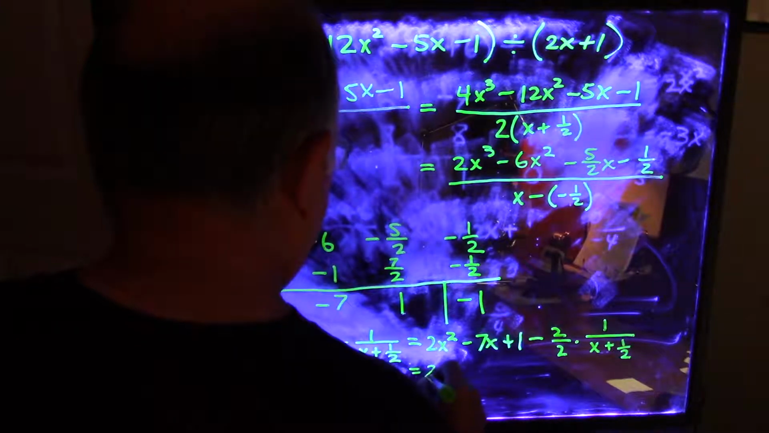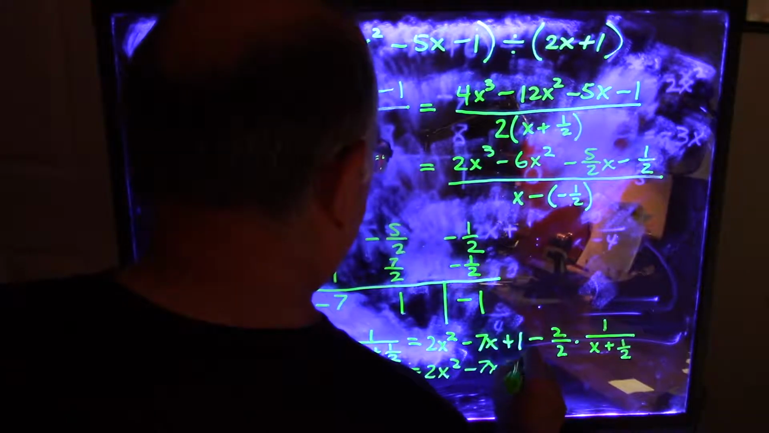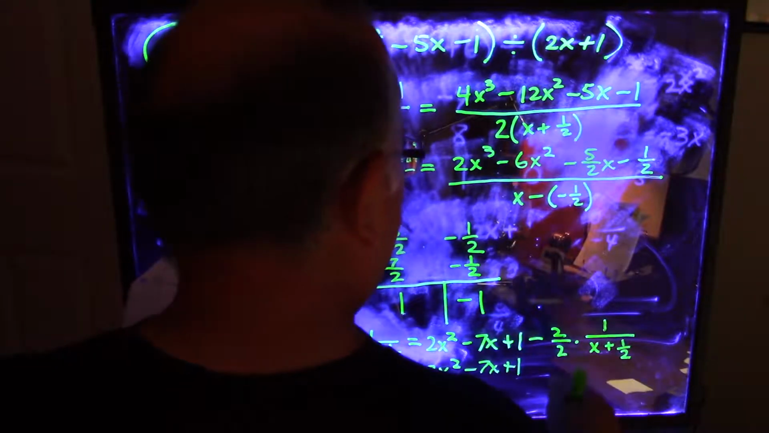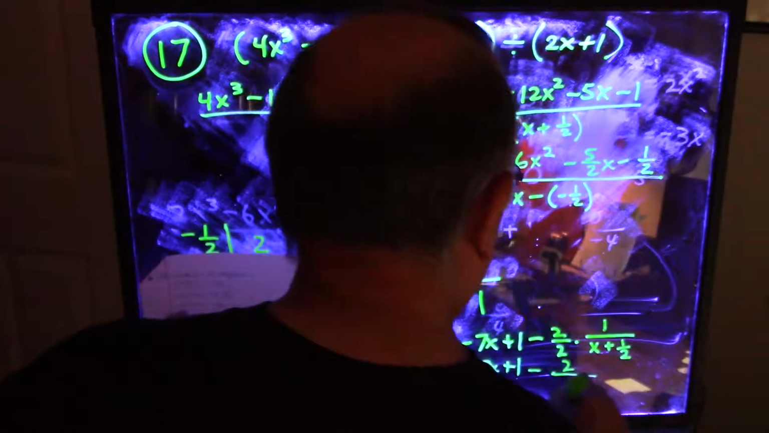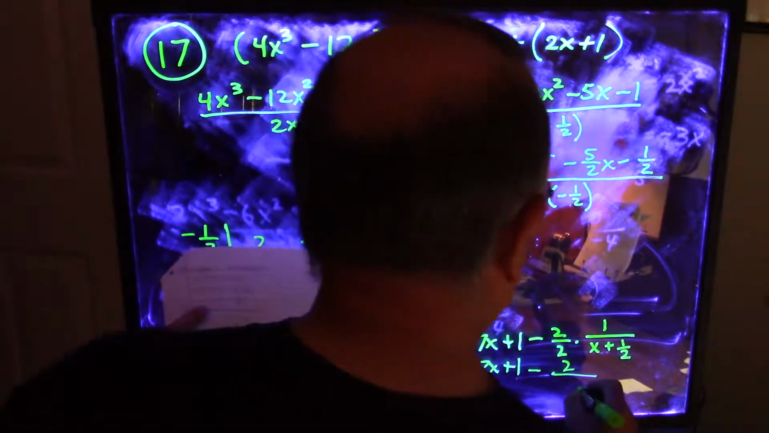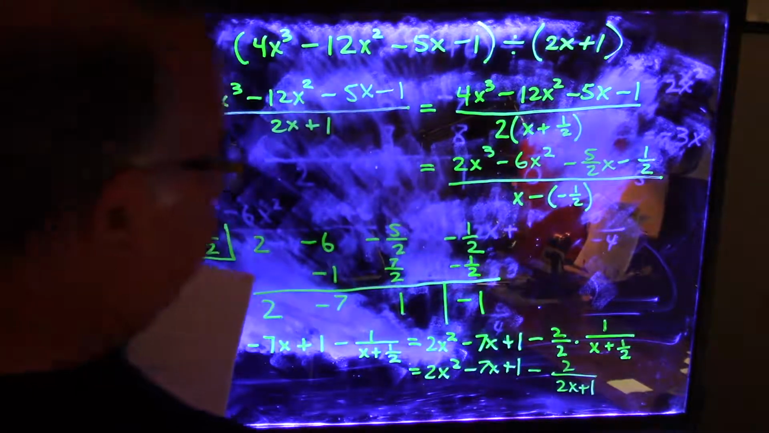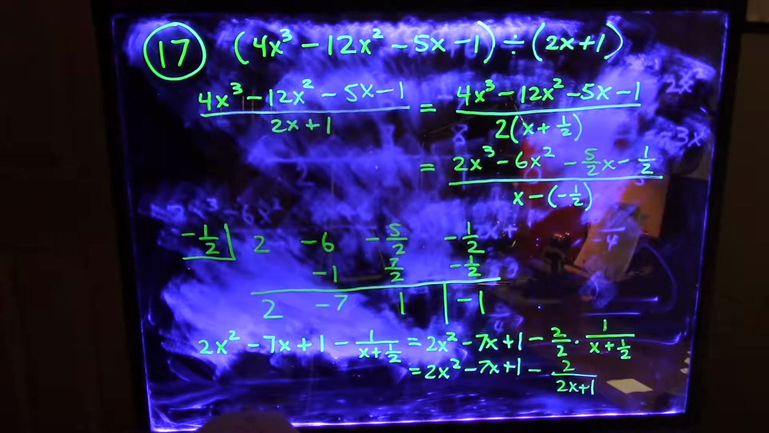And so we've got 2x squared minus 7x plus 1, and then multiplying the 2 over 2 through, 2 times 1 is 2, so you got minus 2 over 2 times x plus a half is 2x plus 1. And so that would be the answer that we are probably looking for in the answer section.